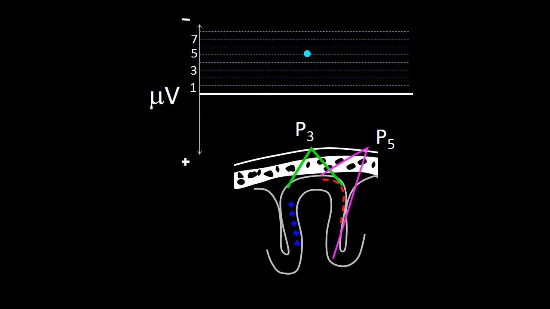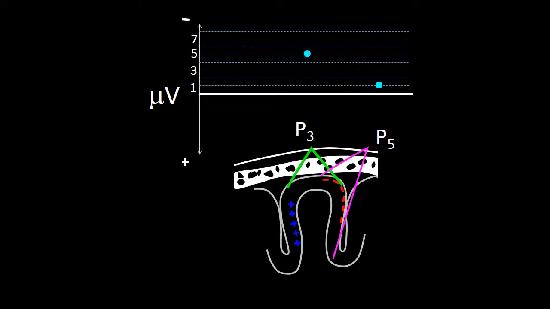So what the P5 electrode registers is one negative pole, because from the six negative poles, you have to subtract the five positive poles that are seen on the distal rim of the gyrus. That is, you have to subtract from the six negative poles that are seen in the proximal edge of the gyrus, the five that are seen on the opposite side.